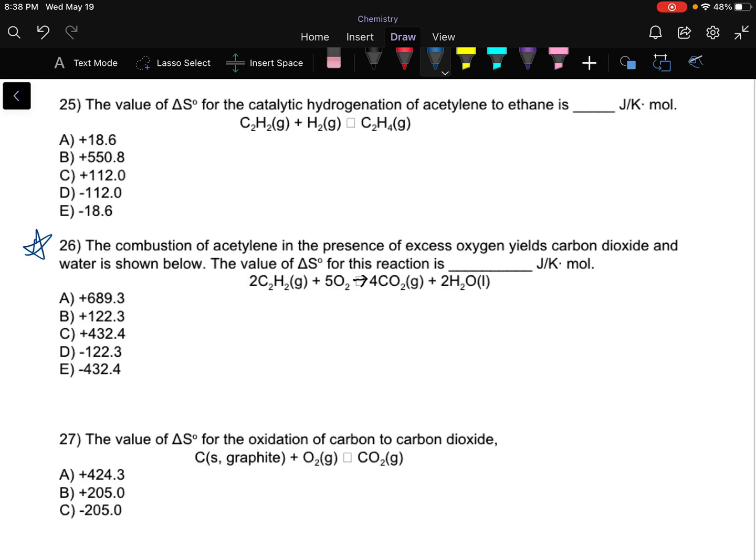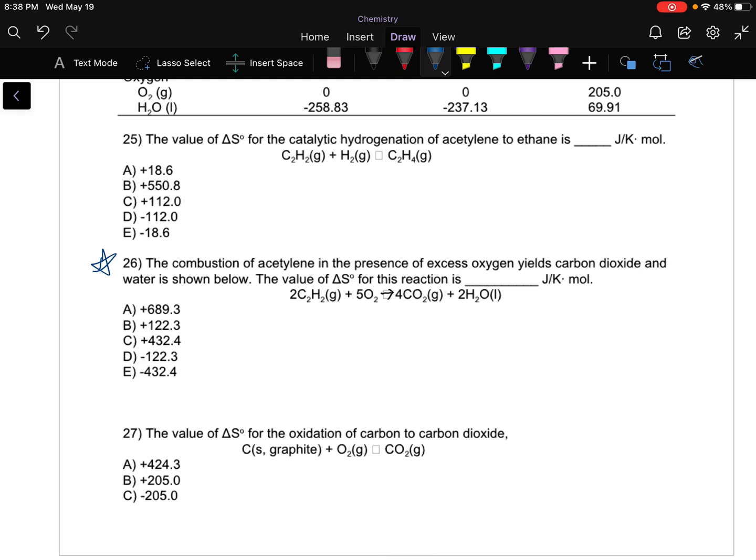Hello everyone, today we'll be working on number 26 of the Thermodynamics homework packet. The combustion of acetylene in the presence of excess oxygen yields carbon dioxide and water, as shown below. What is the value of the change in entropy for this reaction?